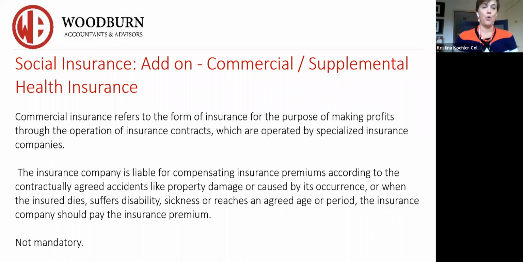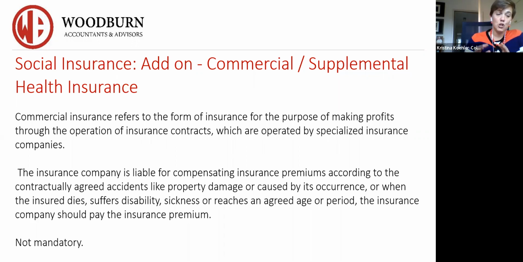mandatory social insurance components. Now I want to talk a little bit about the add-ons. So under the social insurance, you can add on a commercial or supplemental health insurance. Commercial insurance refers to the form of insurance for the purpose of making profits through the operation of insurance contracts, which are operated by specialized insurance companies. So, for example, are you going to buy a supplemental health insurance or medical insurance for your foreign employees?